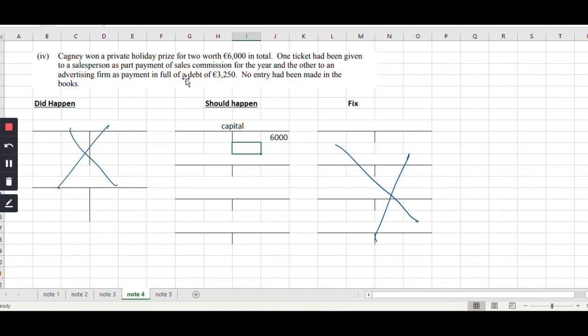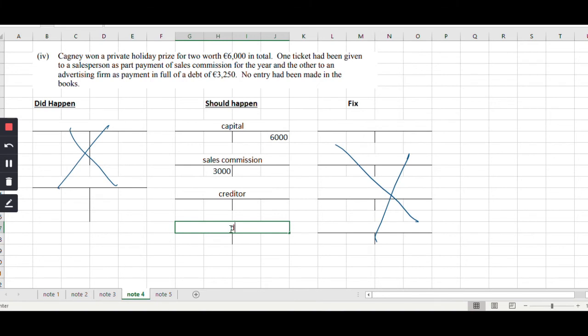One ticket was given to a salesperson as part payment of sales commission, and the other as payment of a debt. So the sales commission of €3,000. 2 tickets, €6,000, 3,000 each. The second thing would be a creditor. But we owed 3,250, but the advertising firm took 3,000.